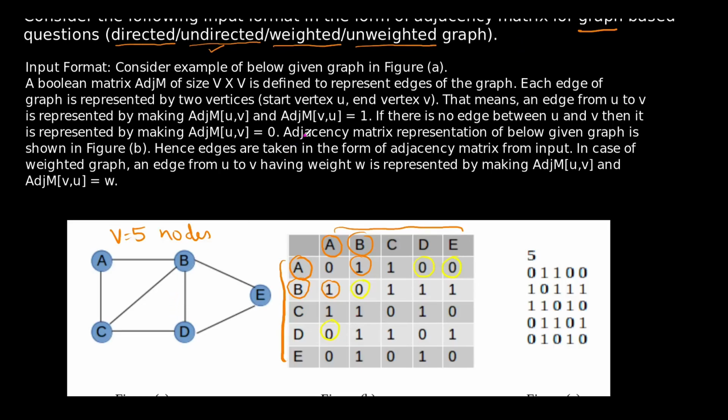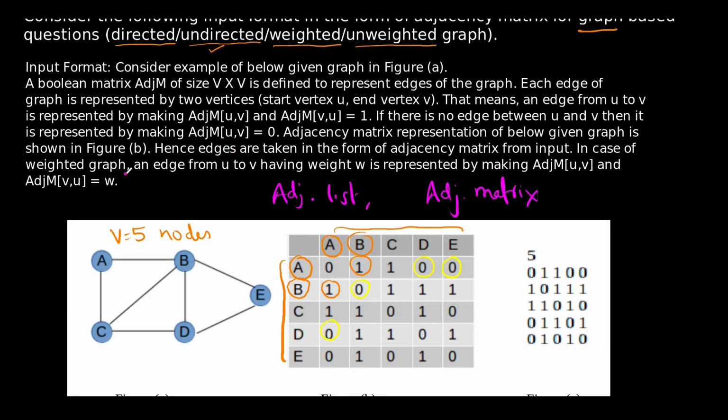Clear? Now, the adjacency matrix representation of the below given graph is shown in figure B. So it's clear this particular graph has a representation in adjacency matrix form like this. We basically could have two representations. One is adjacency list and another is adjacency matrix. So you can check the description for the explanation of adjacency list and matrix in detail. But here we are using this format and it is adjacency matrix. Clear? So you can see here, hence edges are taken in the form of adjacency matrix from input.